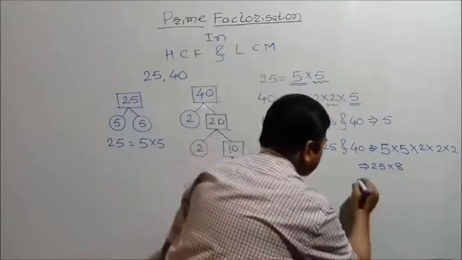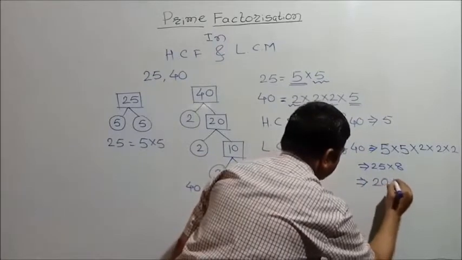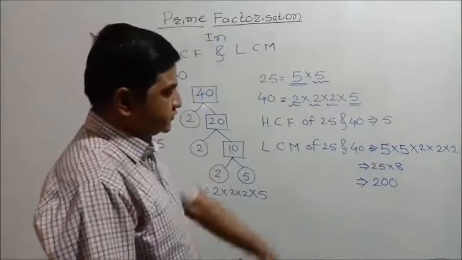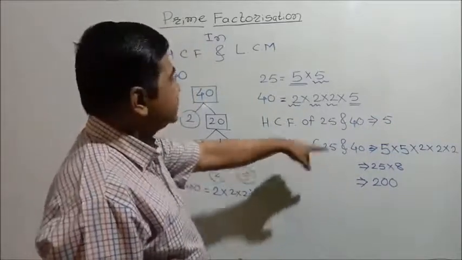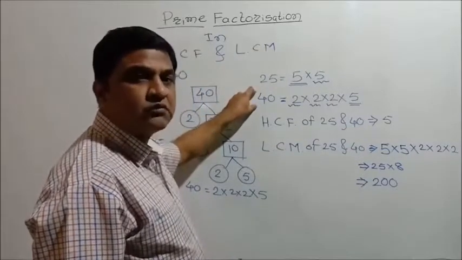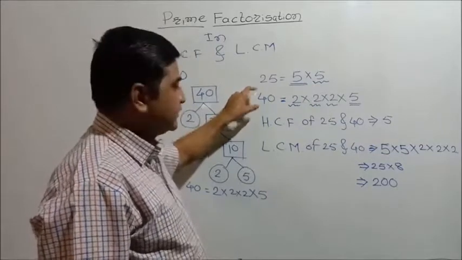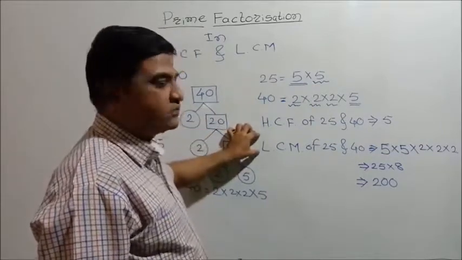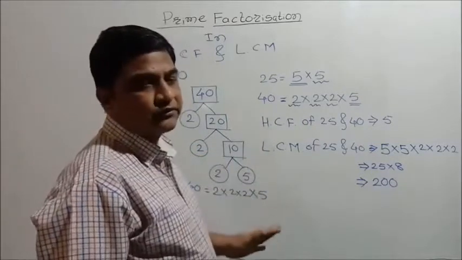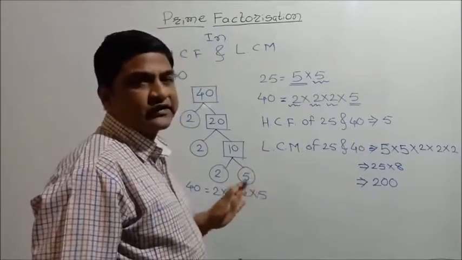And as I already told you, 25 eights are 200. You find that this number 200 is in the table of both 25 and 40 and will be the lowest common number in the table of 25 and 40. So this is how we find the LCM with the help of prime factorization. We'll see one more example for finding out HCF and LCM with the prime factorization method.